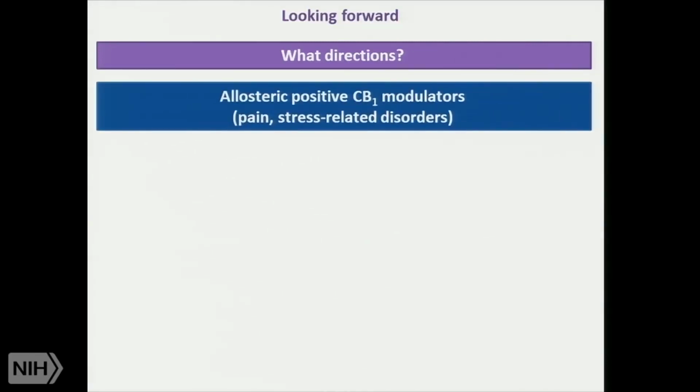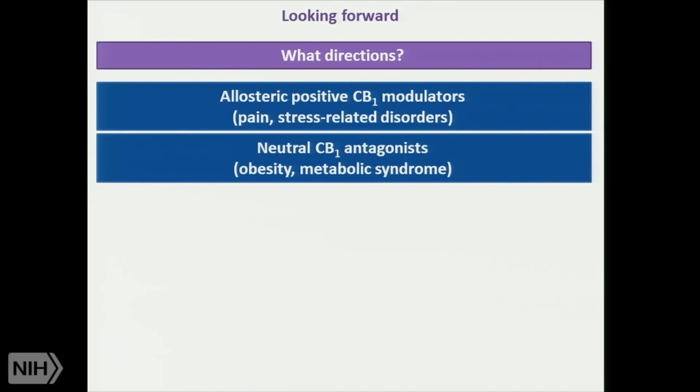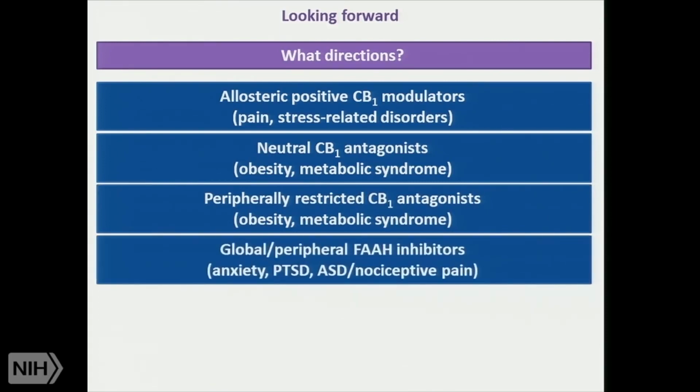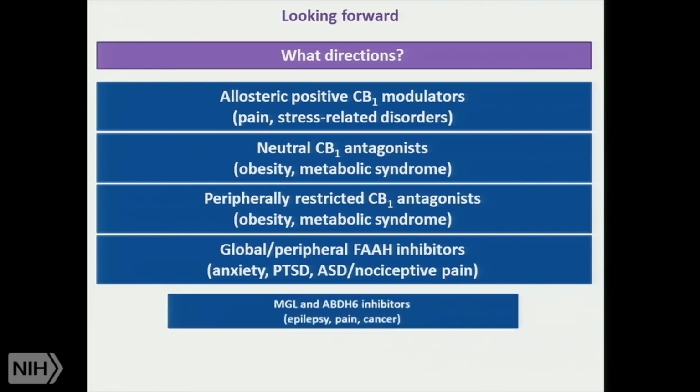So looking forward, what direction should we go to? Certainly, I believe allosteric positive CB1 modulators offer promise. Neutral CB1 antagonists also offer promise. Likewise, peripherally restricted CB1 antagonists, particularly in obesity and metabolic syndrome, offer promise. And both global and peripheral FAAH inhibitors offer promise. Global inhibitors for anxiety, post-traumatic stress disorder, autism spectrum disorder, and a peripheral FAAH inhibitor for nociceptive pain, for reasons that I didn't have the time to go through today with you, but there are animal data supporting it.